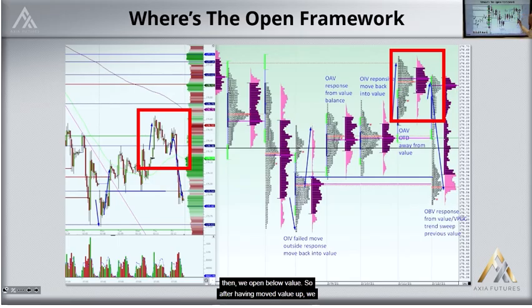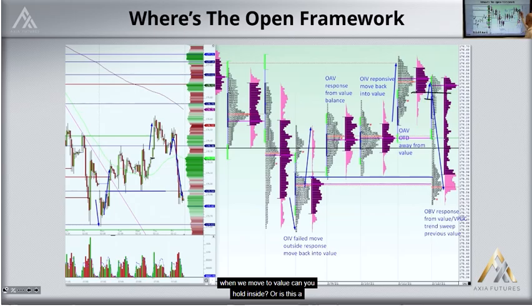Next day then, we open below value. So after having moved value up, we open lower. So question straight away here, what happens when we move to value? Can you hold inside, or is this a responsive move? And in fact, early on, we do hold inside. And so on that basis, the only information you're going to gain now, once you've held inside value, is any move that comes back out of value. Once you come back out of value, and particularly if you can break the initial balance low, this then changes the perspective. This then allows for directional move, but this only occurs with news.